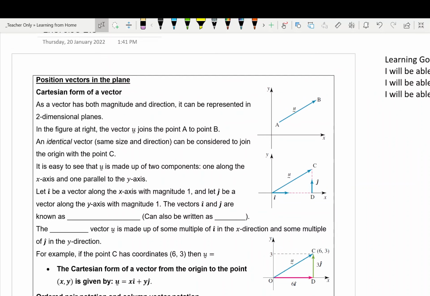Position vectors in the plane. As a vector has both magnitude and direction, it can be represented in two-dimensional planes. In the figure at the right, the vector u joins the point from A to B. An identical vector can be considered to join the origin with the point C. So looking at this top right image compared to the image below it, we can see we've taken that point A to B, and we've moved it so that it's a new point from the origin to the point C.